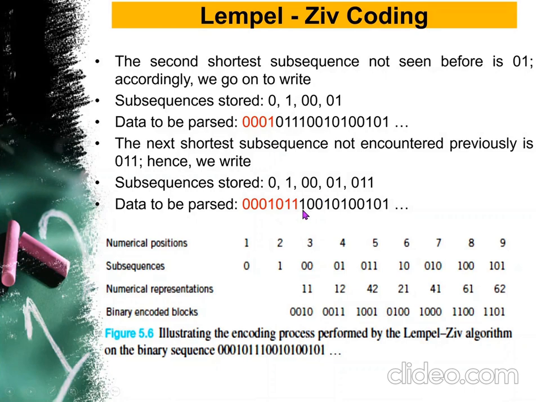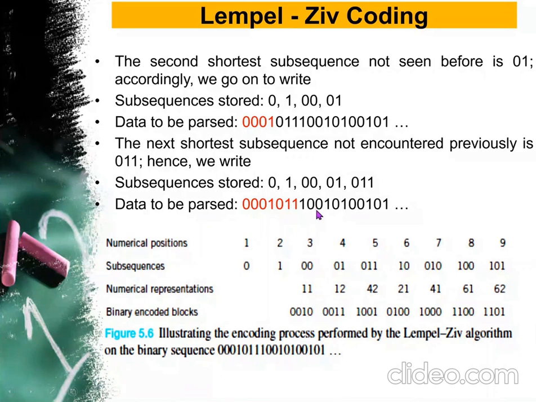You can see that the next bit to be parsed is 1. Since 1 is already present, it cannot be considered as the shortest non-repeated subsequence. So we combine it with the next bit, which gives 1, 0. And 1, 0 is not present already, so this 1, 0 will be the next shortest subsequence. What you can see here: the first 5 subsequences, 0, is written at the first position, 1 at the second position, the third group 0, 0 at the third position, the fourth group 0, 1 at the fourth position, 0, 1, 1 at the fifth position, and the next subsequence, 1, 0, is written at the sixth position.